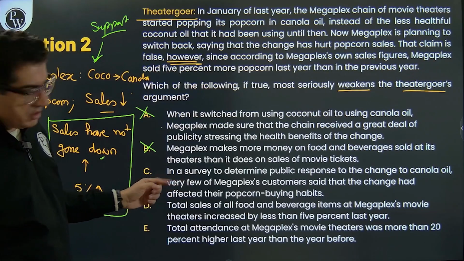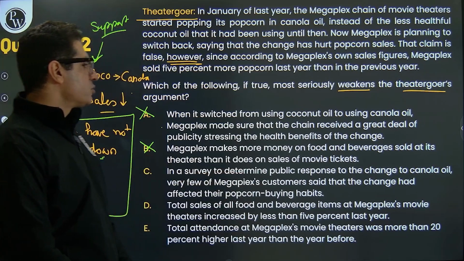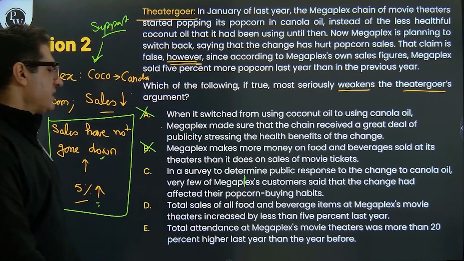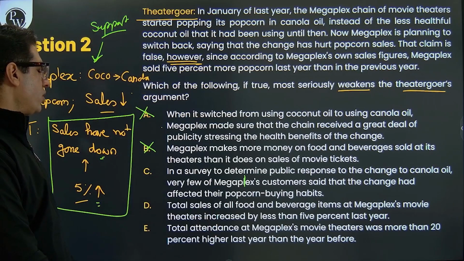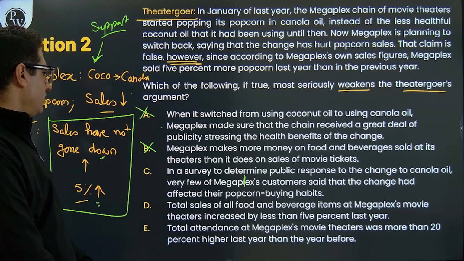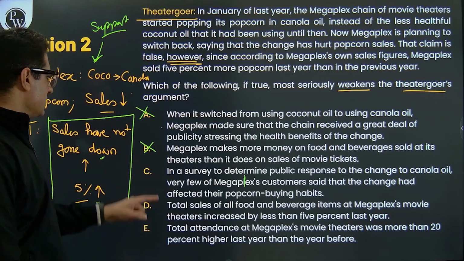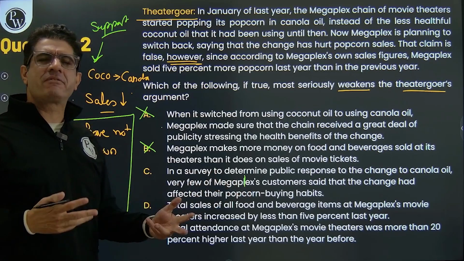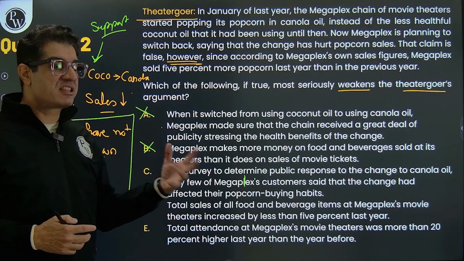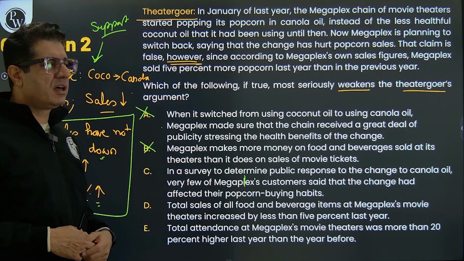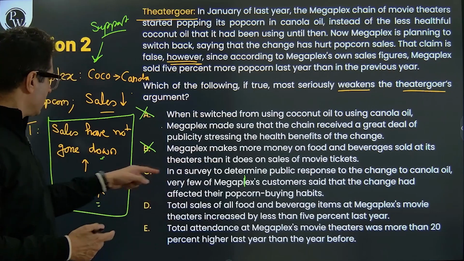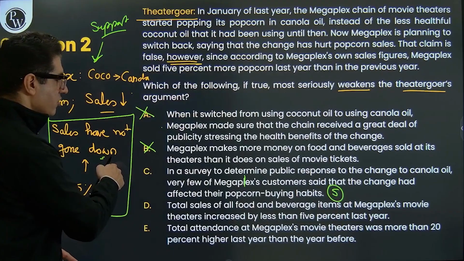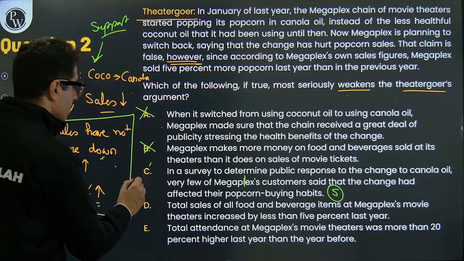C, in a survey to determine public response to the change to canola oil, very few of Megaplex's customers said that the change had affected their popcorn buying habits. So this, if true, will tell us that customers are impervious to that change in oil. They have not changed their popcorn buying habit, which means that the sales should be what it was earlier. That means sales have not gone down. So if I look at C, this goes on to strengthen the theatre goer's argument. We want, on the other hand, to weaken. So let's rule it out.